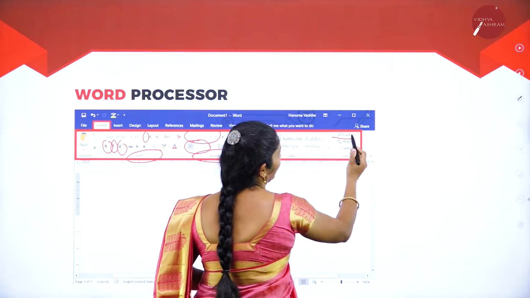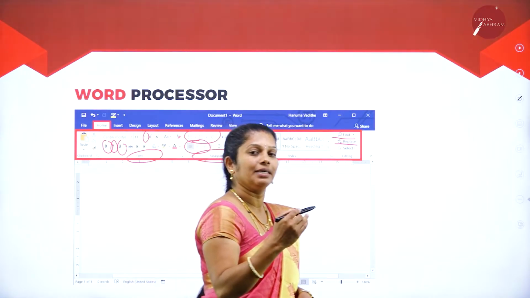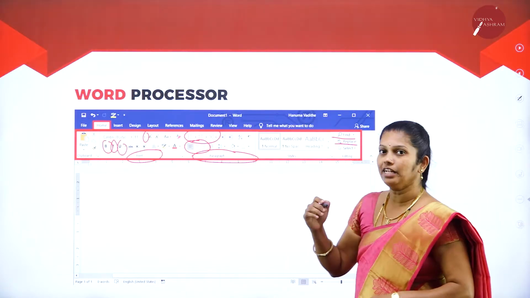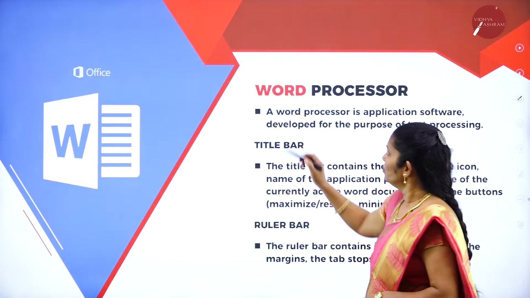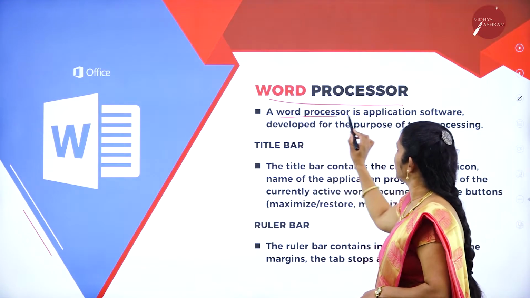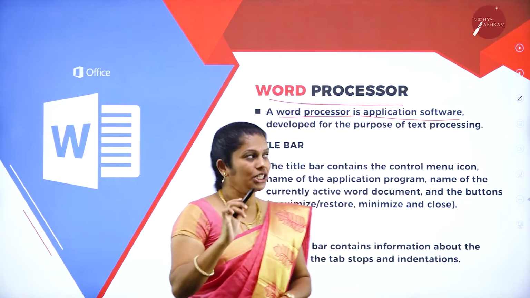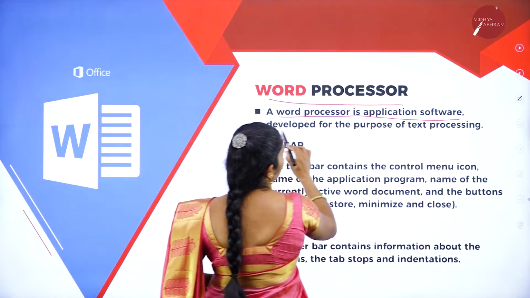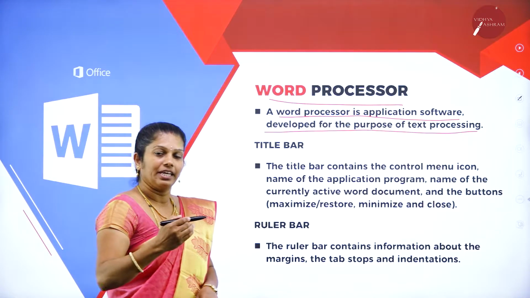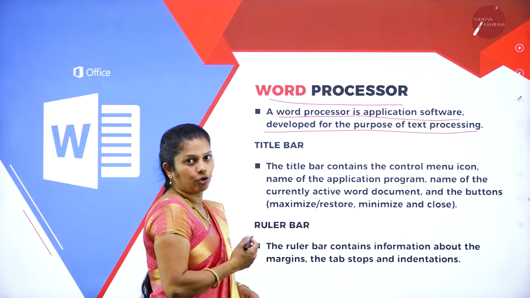As well as find and replace. Find helps to find a particular text or word in your document, whereas replace helps to replace that text. Now coming to Microsoft Word, what do we mean by Microsoft Word? A word processor is an application software developed for the purpose of text processing. Here we can type the document. For text processing, we need this word processor.